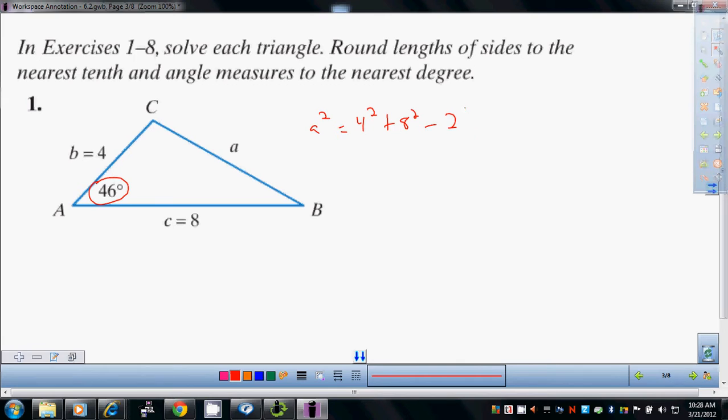Minus 2bc cosine 46. And from here it's just a formula and you just plug everything in.